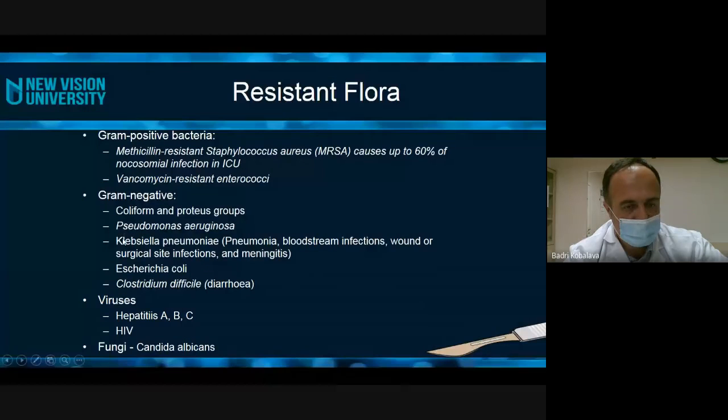Pseudomonas, Klebsiella, Escherichia coli, and Clostridium difficile are also microorganisms which cause post-surgical nosocomial infection. Clostridium difficile causes colitis, acute colitis with diarrhea, fever, and also intoxication. Its toxin circulates in the bloodstream with clinical consequences.